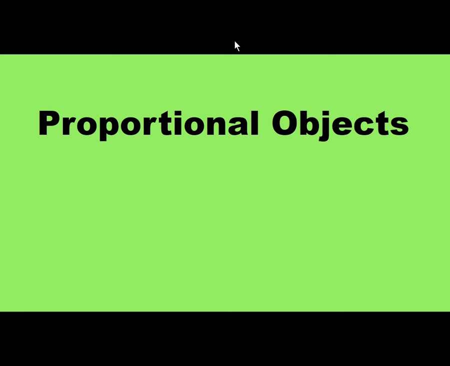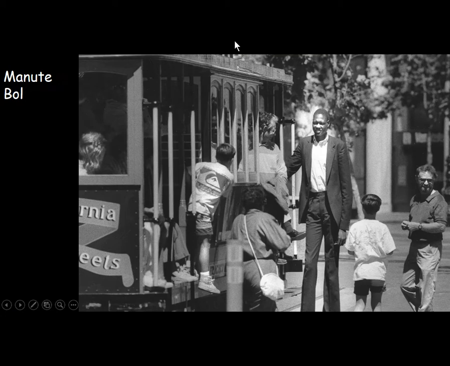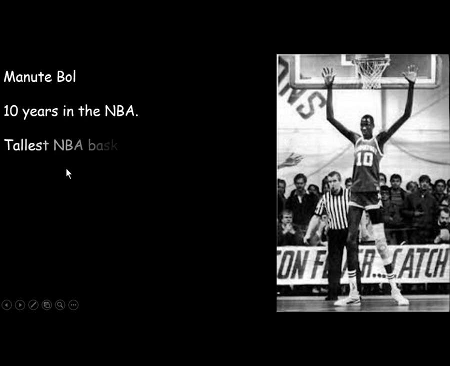And the first object we're going to talk about is this guy. His name, the tall guy in the middle there, is Manute Bol, or was Manute Bol, pardon me. Manute was, by all accounts, a very nice guy who led a pretty interesting life, but what he was famous for was being the tallest guy to ever play in the NBA. Manute was so tall he could touch the rim without jumping. He spent 10 years in the NBA. He was the tallest player ever at 7 feet 7 inches.